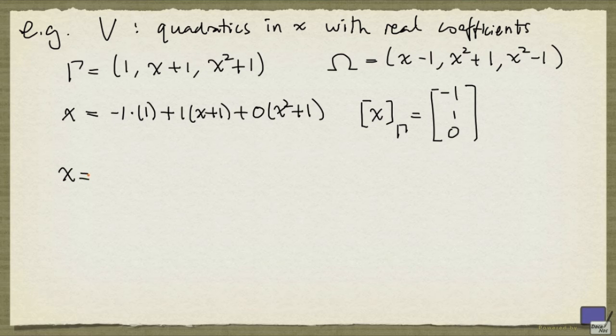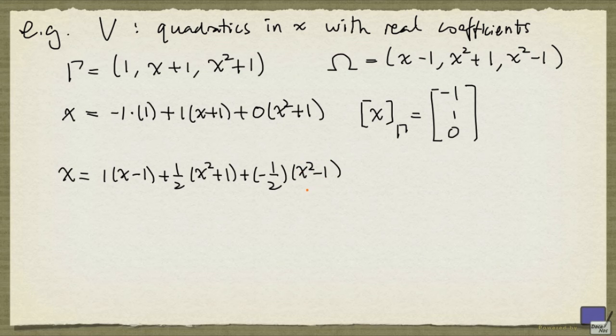And to find the tuple representation of x with respect to omega, I need to write x as a linear combination of these three vectors. And one can check that this is given by 1 times x minus 1 plus 1/2 times x squared plus 1 plus minus 1/2 times x squared minus 1. And so the tuple representation of x with respect to omega is the 3-tuple 1, 1/2, and minus 1/2.